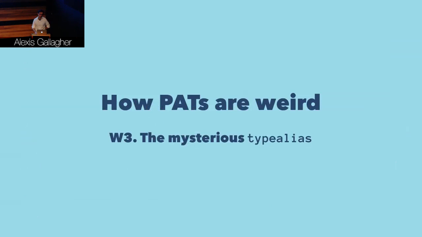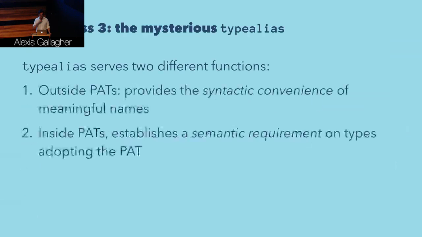Now, the third thing that's a bit weird about PATs is the way the type alias keyword works. So let me say a little bit about that. And that's actually, I think, the natural entry for diving deeper into the topic and getting a sense of where they come from and how to understand them and appreciate them and enjoy them. So type alias has two very distinct functions in the language right now. The first function is anytime you use the identifier type alias outside of a PAT, it's really just a syntactic convenience. It's like a typedef. It just gives you an opportunity to create a shorter and more meaningful name for what could be a kind of long and awkward type name.